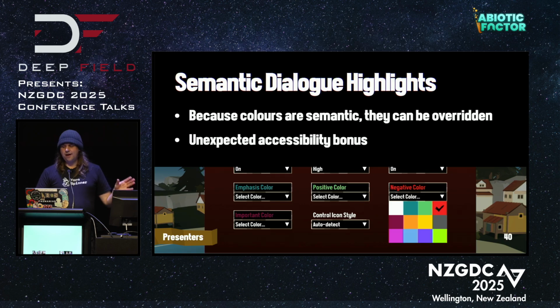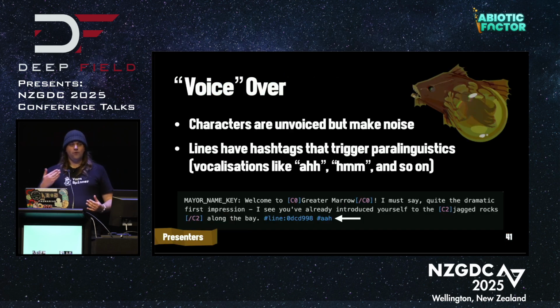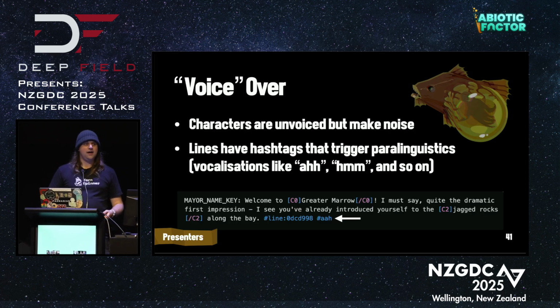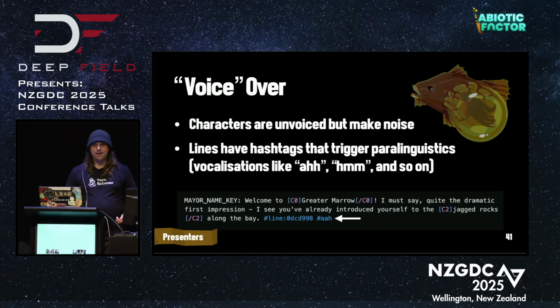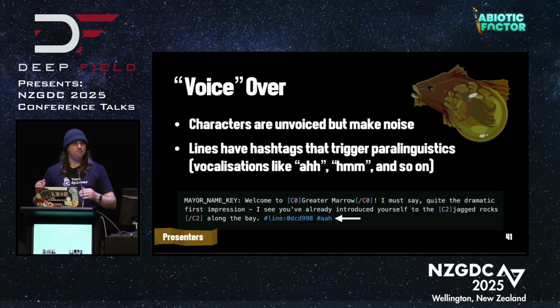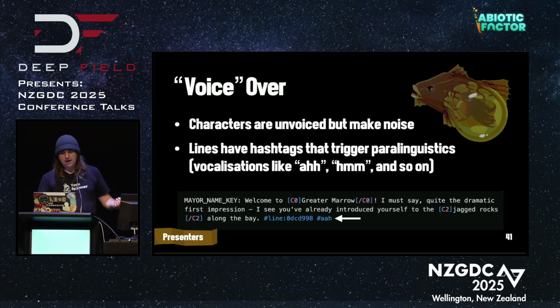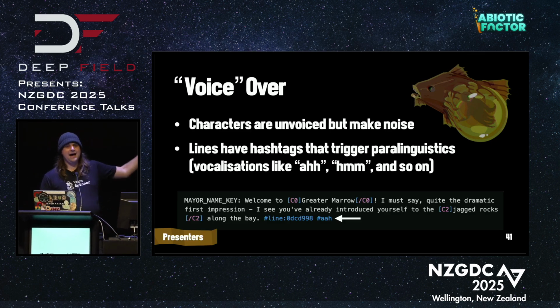There's other metadata on the lines as well. Characters in Dredge are not voiced, it's not a voiced-over game, but they do make noise because it does help set the overall emotional tone of the line. So lines have certain hashtags that trigger what the team called paralinguistics. It turns out this is a real term, and it's vocalizations like "ah" and that kind of stuff. Stuff that is not really a word, but does form part of the spoken content. And so the presence of this hashtag at the end of this line by the mayor causes the appropriate sound to be played for this line, for this character.